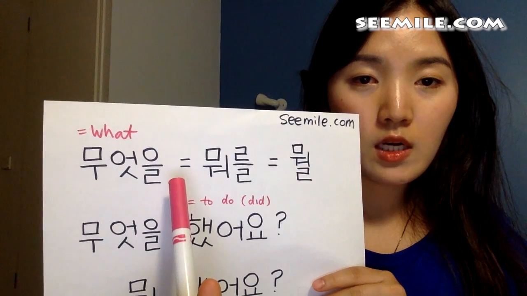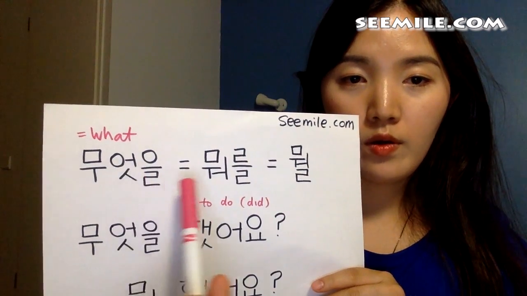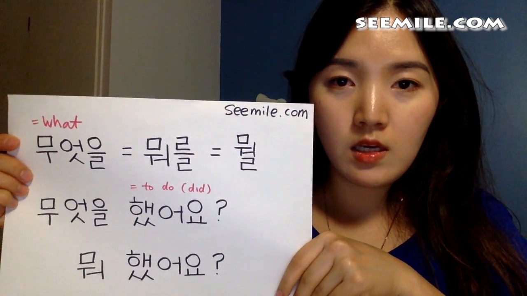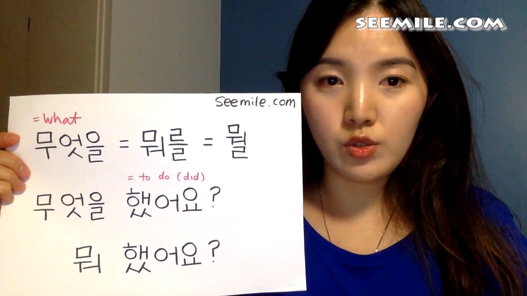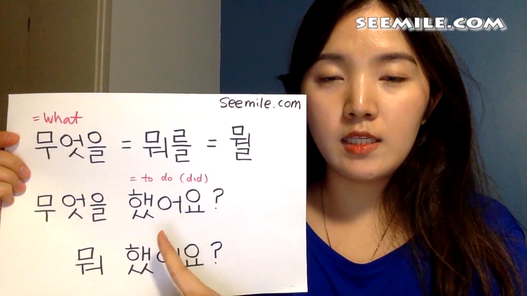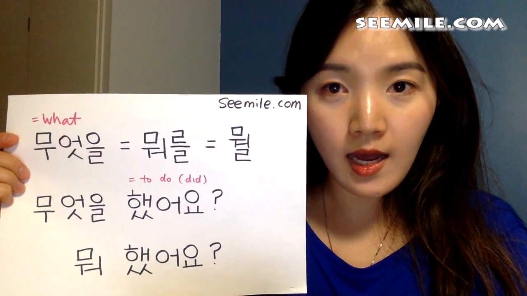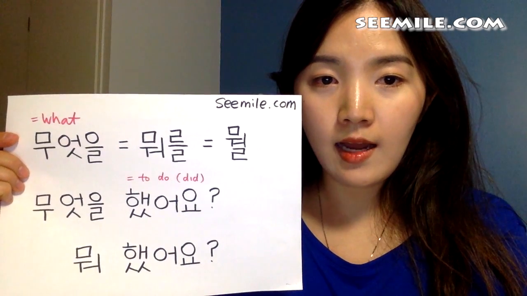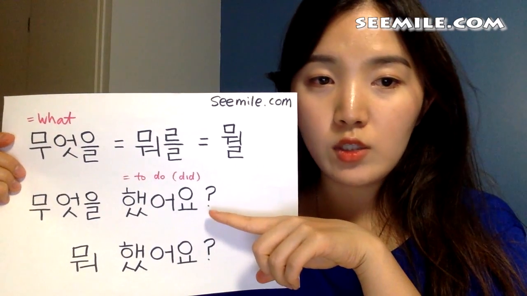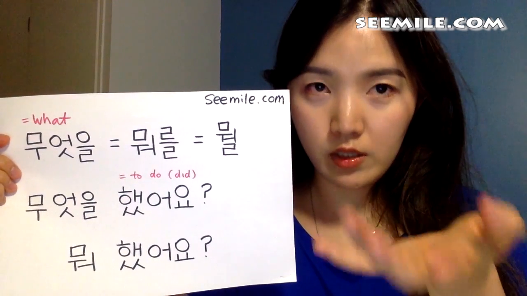So, 무엇을, 뭐를, 뭘. They're all just the same: "what" with an object particle. I made one sentence with these, which is, "What did you do?" You remember the past tense? 했어요. This one comes from the verb 하다, which is "to do," and the past tense 했다. Just make a little change, conjugate it. So 했어요, 무엇을 했어요? What did you do?